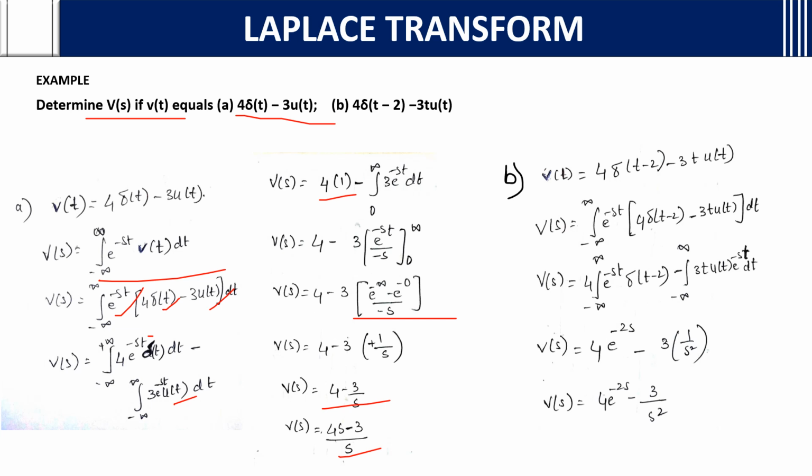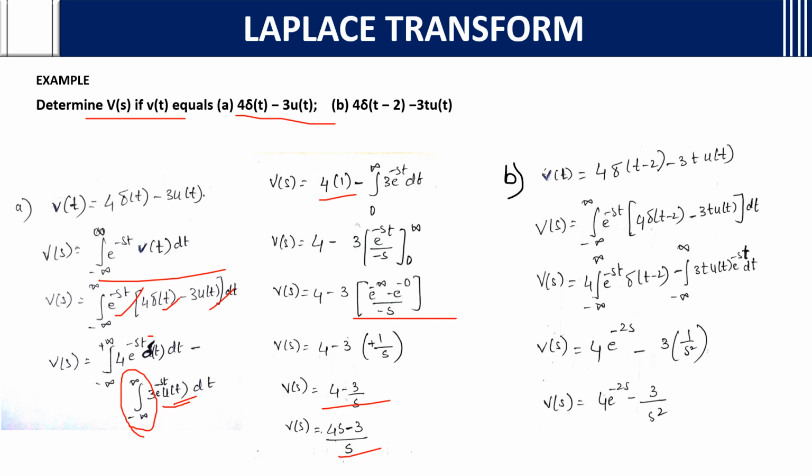See, don't get confused. Here, why are we removing u of t? Because the integral is here from minus infinity to infinity, but now we are changing it to 0 to infinity. Why? Because u of t, the unit step function, starts from 0 to infinity. As we are changing the integral limits, the u of t can be removed, because we are including it in the integral.